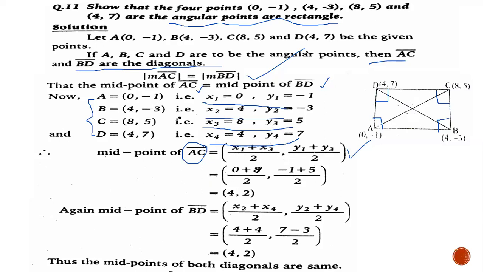And then 0 plus 8, 8 divided by 2 gives us 4, minus 1 plus 5, 4, 4 divided by 2, 2. So we got the coordinates of the midpoint of AC as (4, 2).